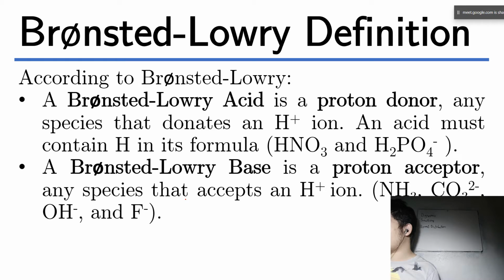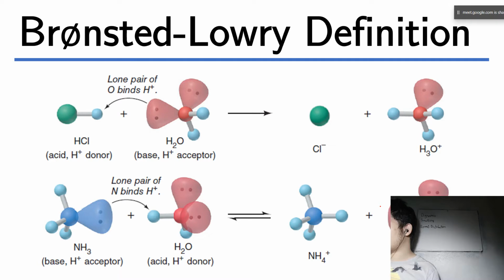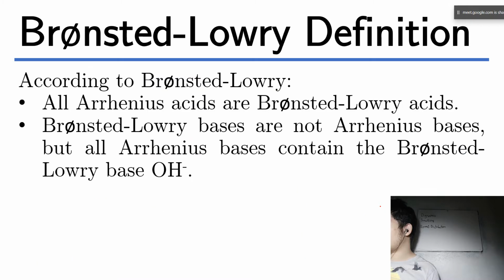Tapos, ang Bronsted-Lowry acid is a proton donor, and it's a species that donates H+ ion, no? And dapat may H sa formula niya. Ang Bronsted-Lowry base, proton acceptor, hindi kailangan may OH sa formula, no? Tulad dito, oh. 'Di ba? Wala siyang OH sa formula, pero nag-accept pa rin siya ng H+ ion, therefore base siya. Yan, this is the diagrammatic representation.